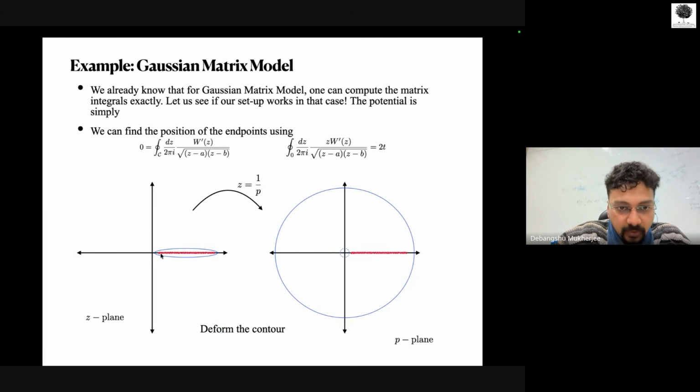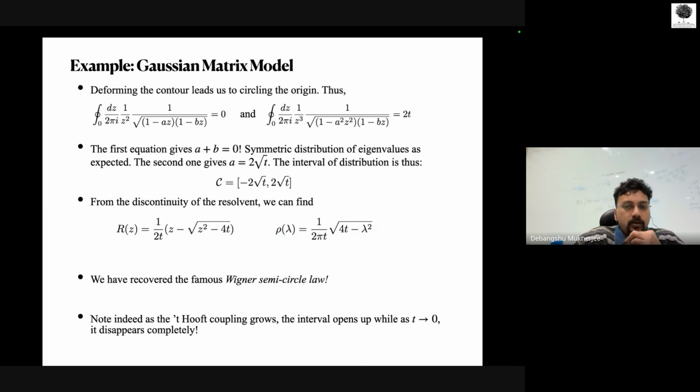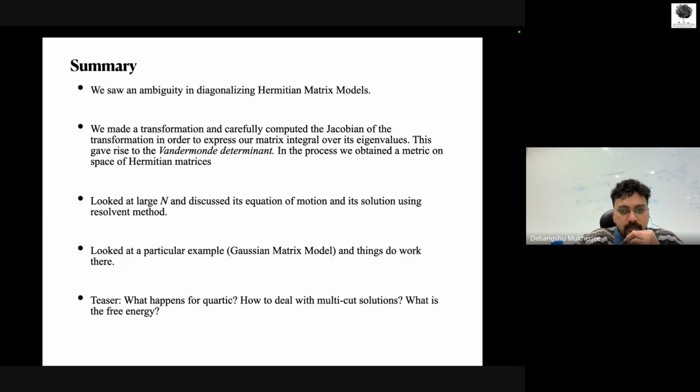What if there was a red colored band here and another red colored band somewhere here and maybe another red colored band somewhere along the x-axis? What about multi-cuts? There is no need that the eigenvalues always have to be within an interval like this. There can be gaps within the distribution. So these are called multi-cut solutions, and exactly how one can study these.